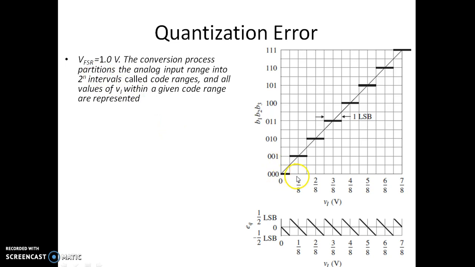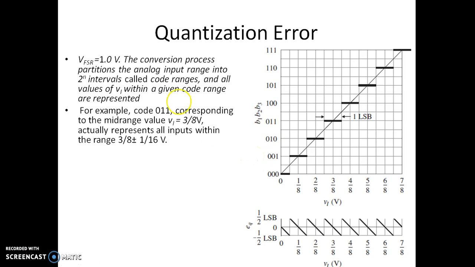So this is 0 to 1 by 8, 1 by 8 to 2 by 8, 2 by 8 to 3 by 8. So likewise we have 8 equal intervals, and all the values of Vi within the given range are represented here. So from 0 to 1 volt, we are dividing that into 8 equal parts, and we are writing it as 1 by 8, 2 by 8, 3 by 8, and so on.